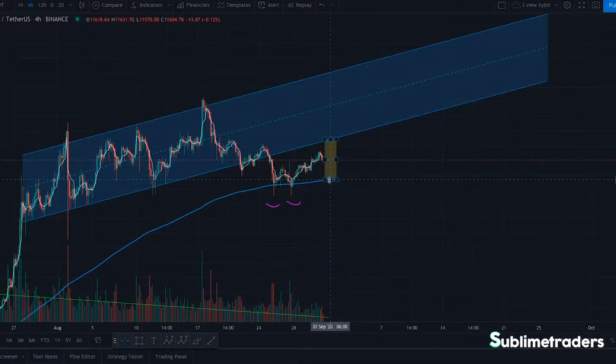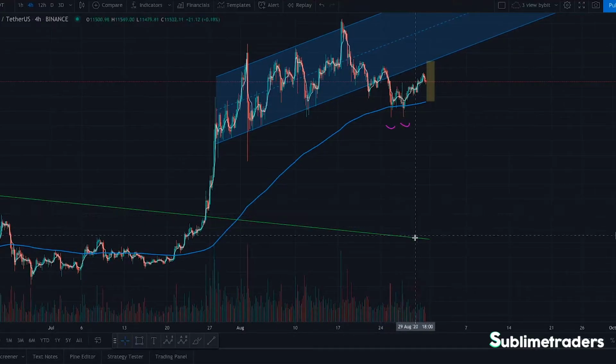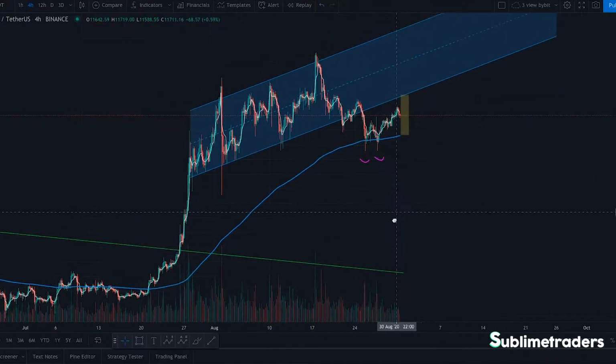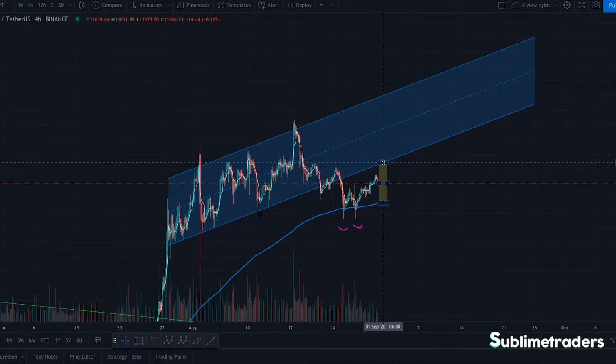What can we expect right now? Basically, if the EMA 200 fails to hold, we can even expect to go to the 9,200 level. And if we break the bottom part of the ascending channel, we can expect to go to the 12.3k level, or even to the bottom part of the channel, which is at 12.8k.